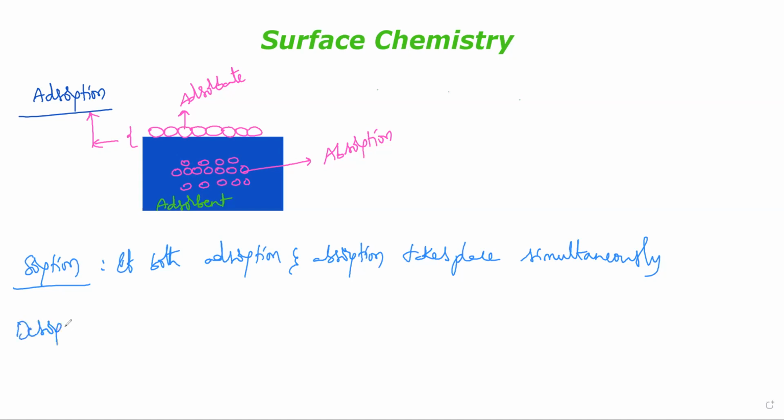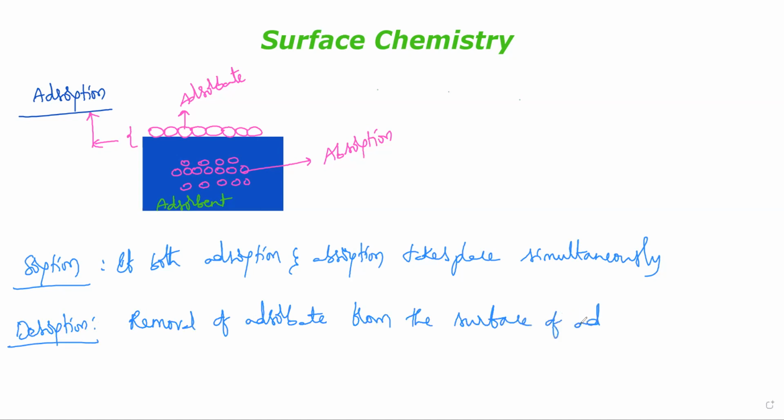Then what is desorption? Desorption is removal of adsorbate from the surface of adsorbent. Okay, so this is what we call desorption.